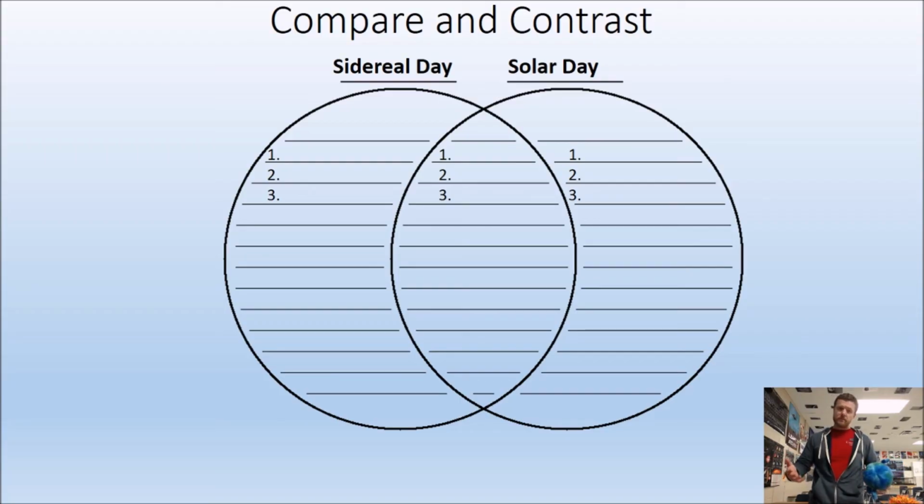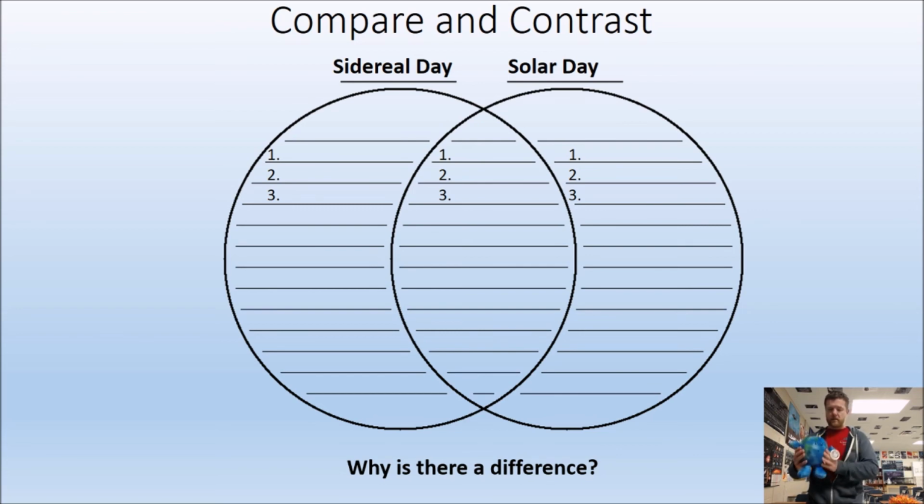What I would like you to do is compare and contrast the solar day and the sidereal day. What are at least 2 things that they have in common with each other? And at least 2 things that are different from one another. Write that down in your science journal. Create a Venn diagram in your science journal. Why is there a difference? You have to know why there's a difference between a sidereal day and a solar day.